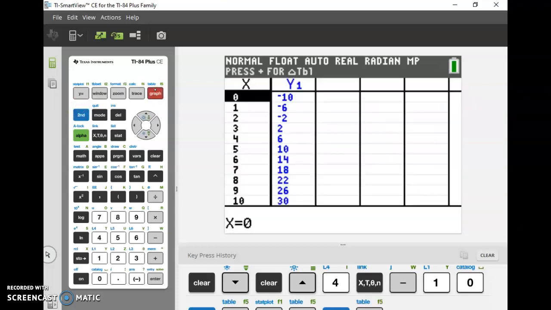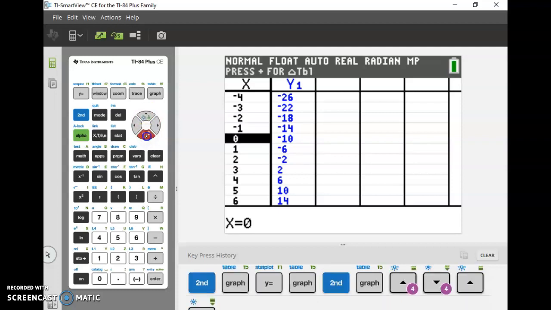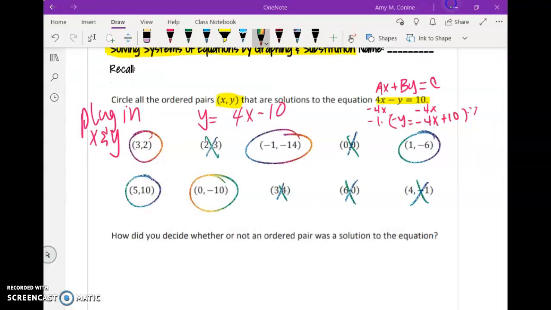If we hit second table or second graph and give us our table, we can determine if these numbers are actually on there. So if I'm looking for negative 1, negative 14, that's one of them we circled. 1, negative 6, that's one of them we circled. 0, negative 10. 3, 2, and 5, 10. Okay, so make sure you're checking what you have. You have the calculator, so definitely use it.